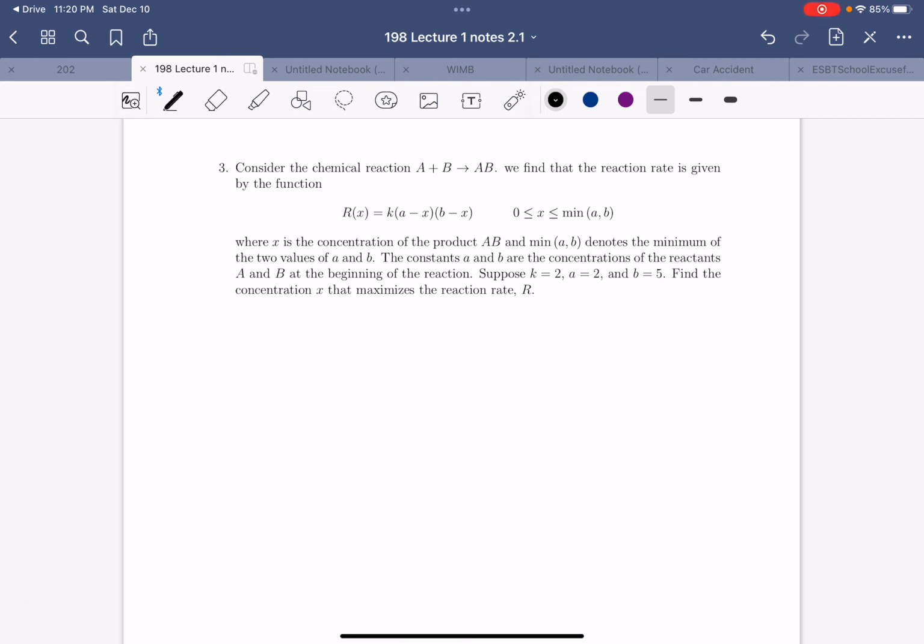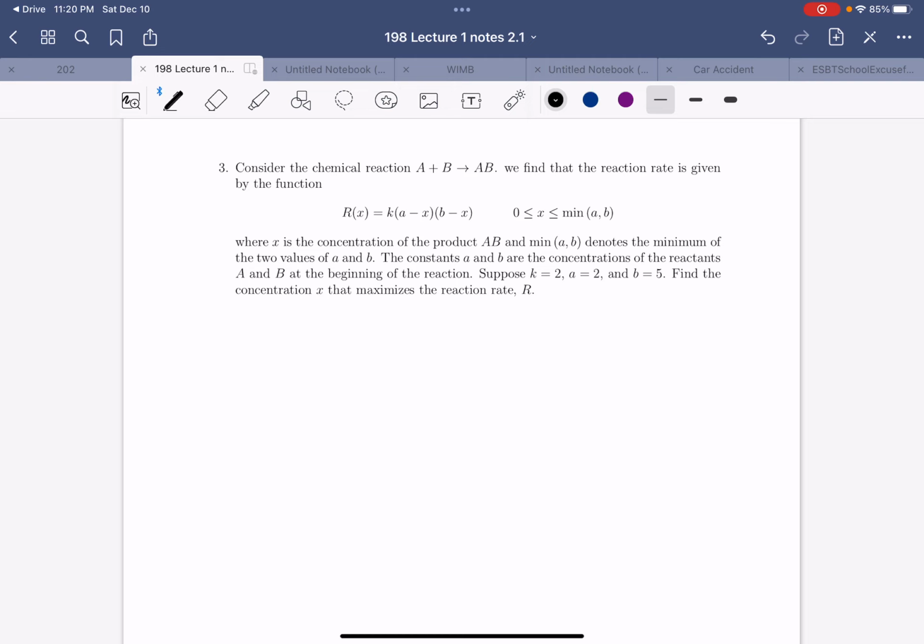Number 3. All right, consider the chemical reaction A plus B gives you AB. We find that the reaction rate is given by this function, where 0 goes to the minimum of whatever A and B are. Here we know that the concentration of the AB, and the minimum of A and B denotes the minimum of the two values of A and B. Constants A and B are concentrations of the reactants A and B at the beginning of the reaction.